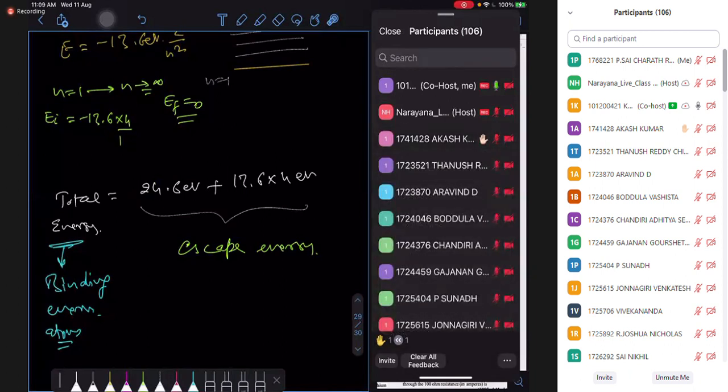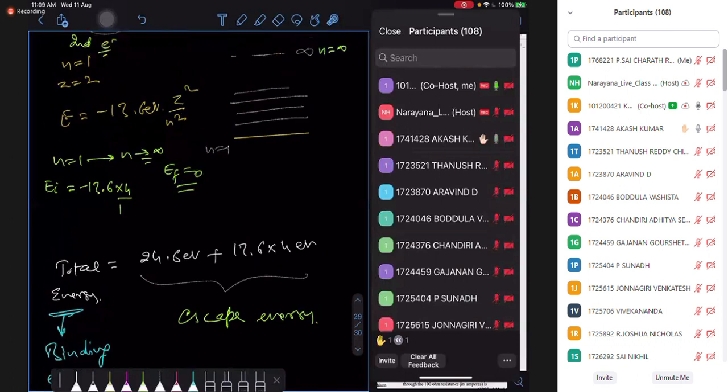Yes, Akash, what is your doubt? Sir, but we got minus 13.6 into 4 now, sir. So this is initial, na? Initial is minus 13.6, final 0. So what is required? Okay, sir. Final minus initial is required, na? 0 minus... Yes. Okay, sir.